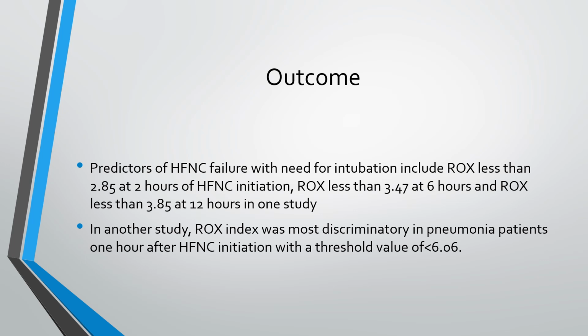The predictors of HFNC or high flow nasal cannula failure with need for intubation in terms of ROX index include ROX less than 2.85 at 2 hours of HFNC initiation, ROX less than 3.47 at 6 hours of HFNC initiation, and ROX less than 3.85 at 12 hours in one study. In another study, the ROX index was most discriminatory in pneumonia patients 1 hour after HFNC initiation with a threshold value of less than 6.06.